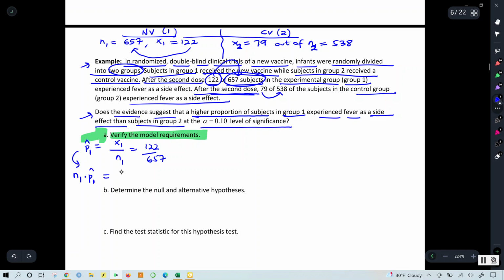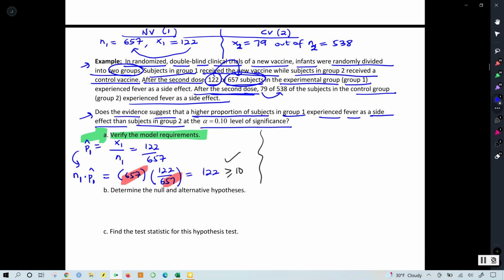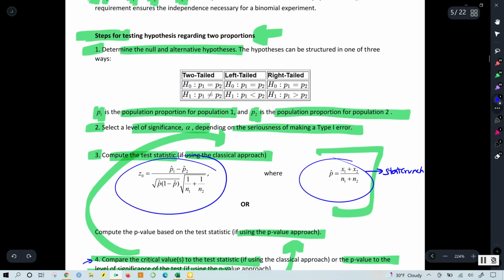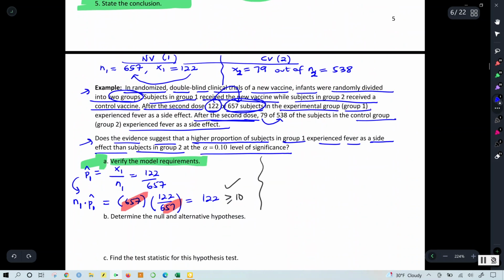So what is our N1? That is 657 multiplied by 122 out of 657. This will give exactly 122 because that crosses out. And so this is definitely greater than or equal to 10. So it passes the second model requirement. Okay? The second part of this is to check, again, if you recall, that we also need to check the second part too. You will observe that for the first case, the answer narrowed down to 122.